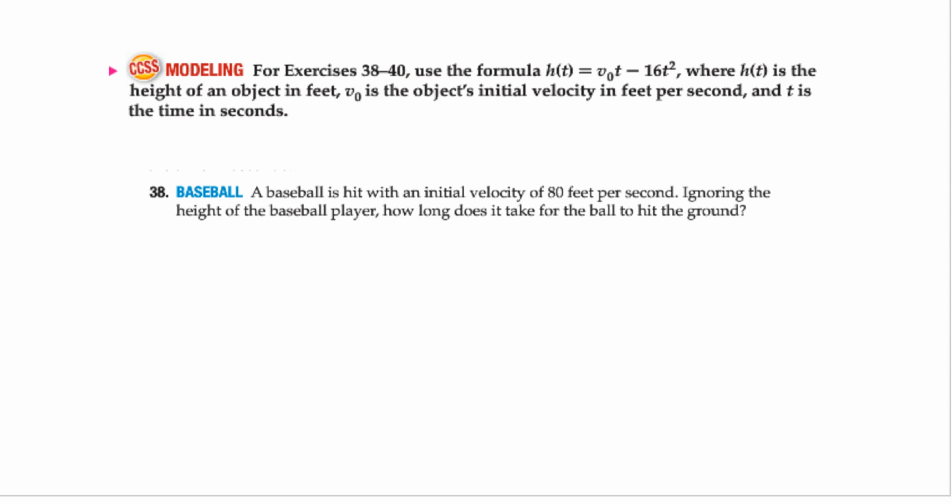Okay, last one we're going to do. It's an application problem. For exercise 30, use the formula. We're going to use this formula right here, where h(t), again, when you have a formula, you want to know what each variable represents. H is height, so keep that in mind. V0 is the object's initial velocity, so initial velocity is V0, and t is time.